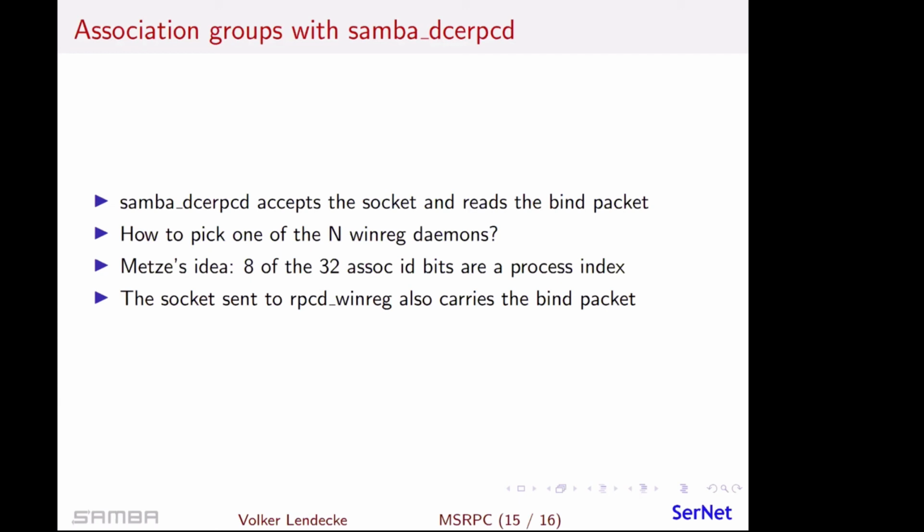And this is the way that the Samba DCERPCD knows which of its helper daemons, RPCD winreg, RPCD SAMR, and so on, this needs to be sent to. What the parent then does is send the socket connection, together with the bind packet, just as a raw blob to the RPCD helper. The RPCD helper already has the bind and can just continue processing it as if it had just read that from the socket. So if you look at the patch, you will see that we now do association groups also in Samba 3 properly.